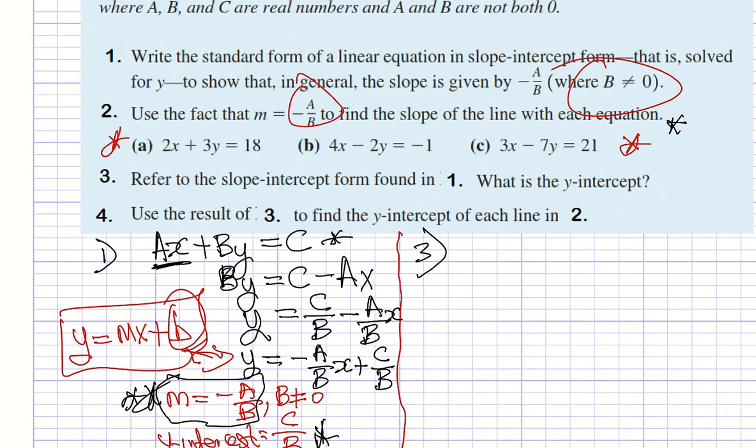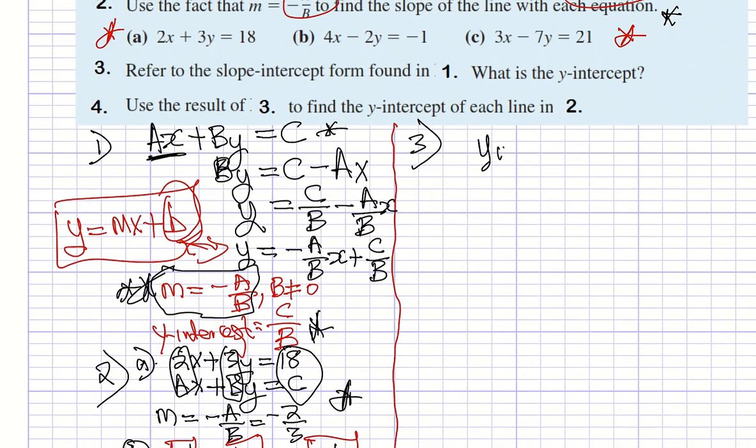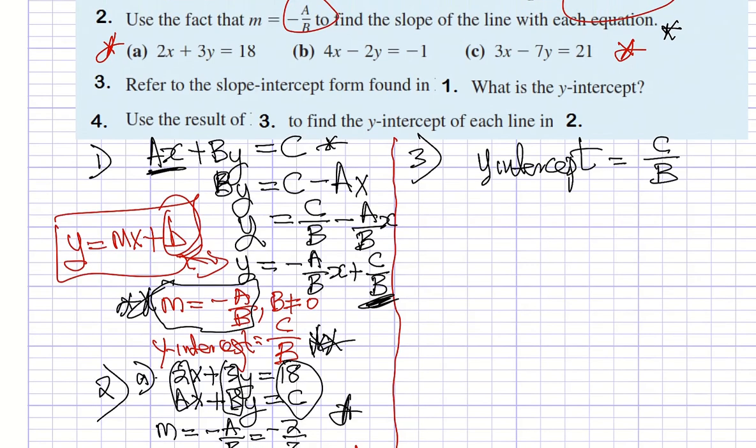What is the y-intercept? The y-intercept, we wrote it down before, right here. Y-intercept is equals to C over B. Remember, after we solve it, we got it right here. Okay, C over B. That's all that is asking. Y-intercept is C over B. Yeah, that's all. Okay, so number 4.